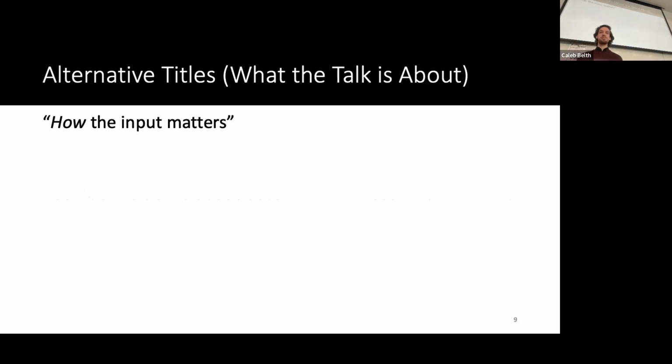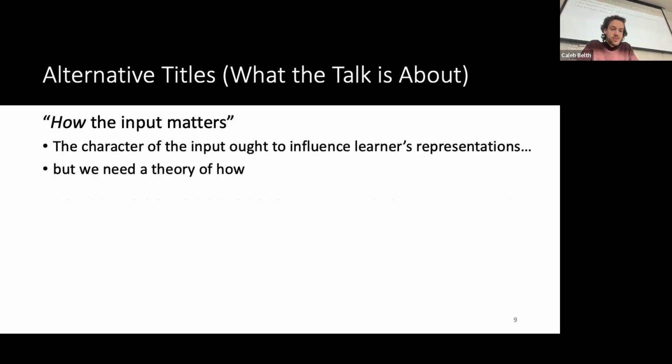I was toying with different titles for the talk, and I initially had the title "How the Input Matters." The idea I was trying to capture with that tentative title was that the character of the input, the language that the learner is acquiring, ought to influence what representations the learner constructs, which I think is probably fairly obvious. But if we're going to go down that route, we would need a theory of how the input matters. But I thought that title was a little too broad.